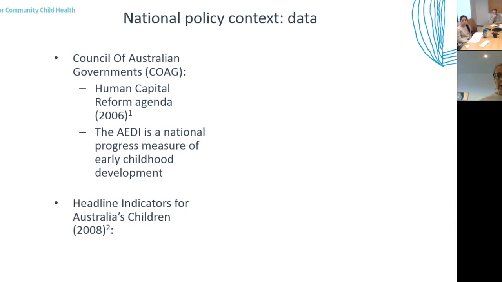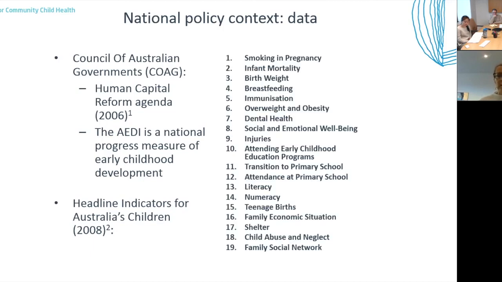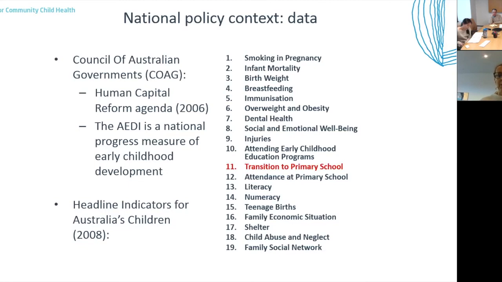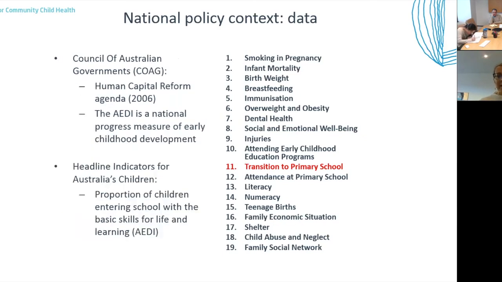And the second was this set of headline indicators for Australia's children, where the nation was saying, these are the important things we should monitor for children. And you can see there's a number of them there, there's 19, but the most important one was the transition to primary school. And in fact, our ability then to say that the EDI, the Australian Early Development Index, measures the proportion of children entering school with the basic skills for life and learning, already anchored the AEDI within the entire national policy context in one fell swoop. And it was a really strategic move.